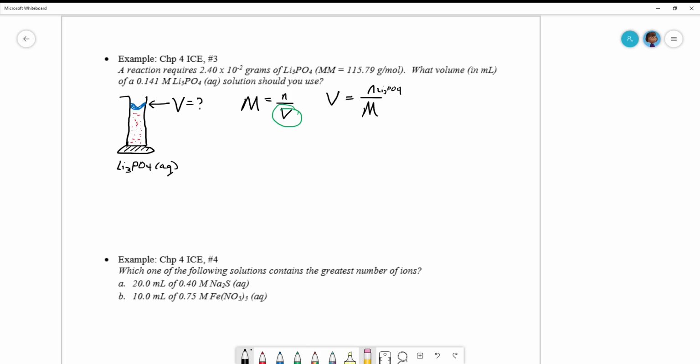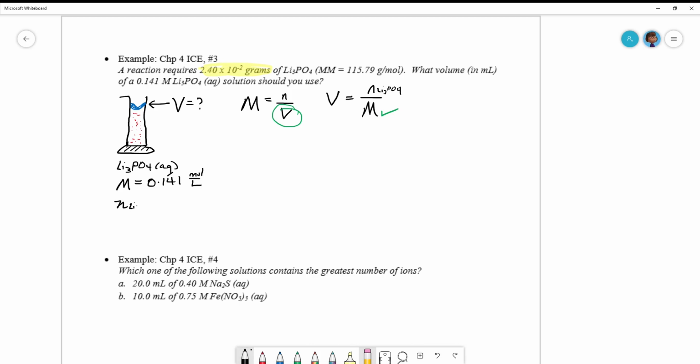Well, the molarity is provided for us in the problem. We're told that the molarity of the solution is 0.141, and let's write it in the correct units, moles per liter. So we have the molarity. Check. Okay, so we just need the moles of lithium phosphate. Now, the problem doesn't give us moles of lithium phosphate, but it does give us right here the mass of the lithium phosphate. So all we need to do is take that mass and convert it to moles.